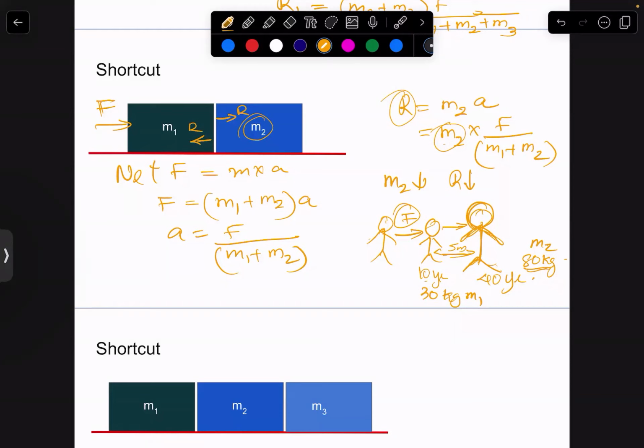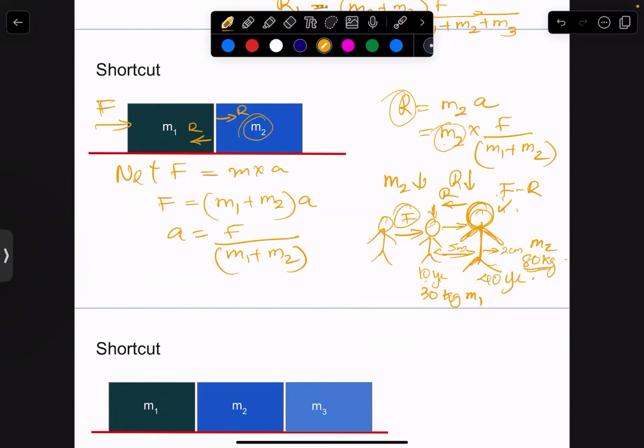But as soon as he comes into contact with this person, he will just move maybe 2 centimeters, because this person is not experiencing that much force compared to this child. Why? Because he's heavier. So that means the reaction force given to this child is larger. So F minus R is what is acting on this person, right?